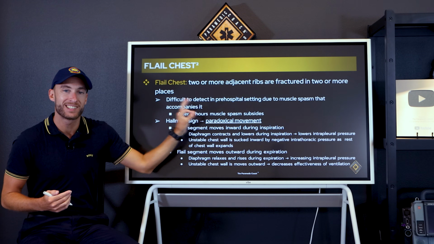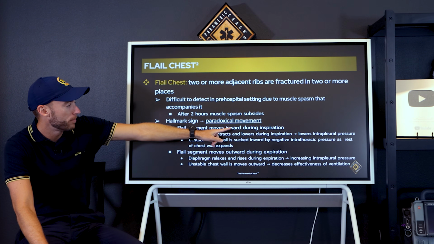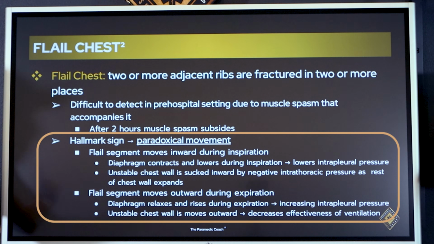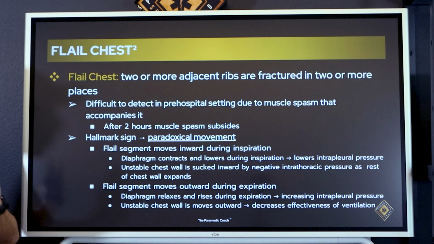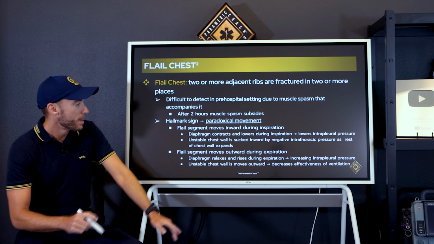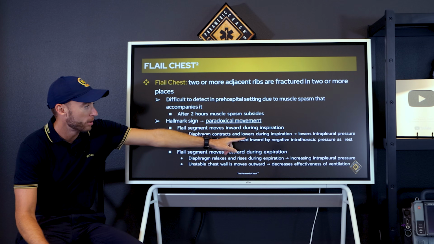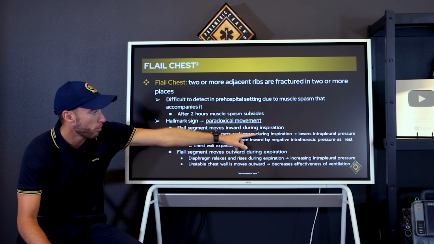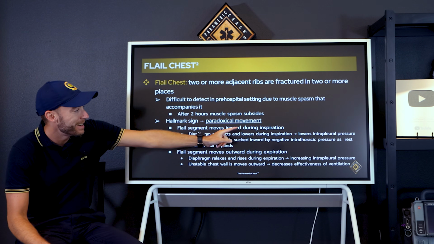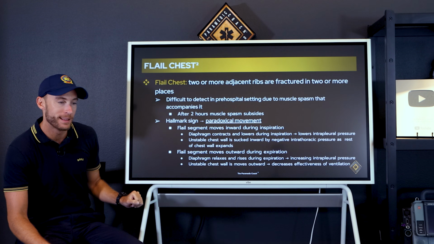Sinister finding, got a very sick patient. The flail segment moves inward during inspiration. Big key, jot this one down. Underneath hallmark sign, you should pause this video and you should write this down. This is gold. The flail segment moves inward during inspiration. The diaphragm contracts and lowers during inspiration, and that lowers the intrapleural pressure. The unstable chest wall is sucked inward by the negative intrathoracic pressure as the rest of the chest wall expands.